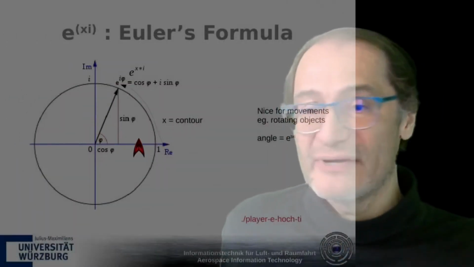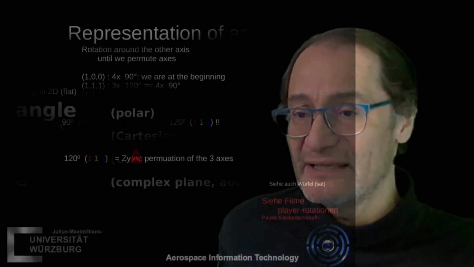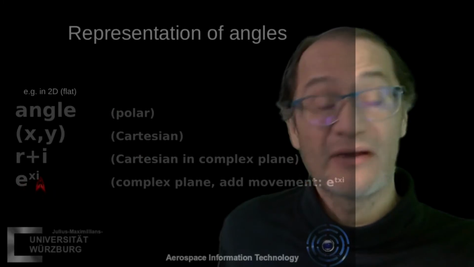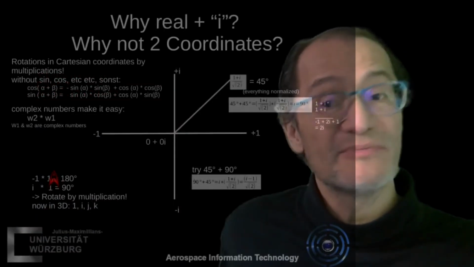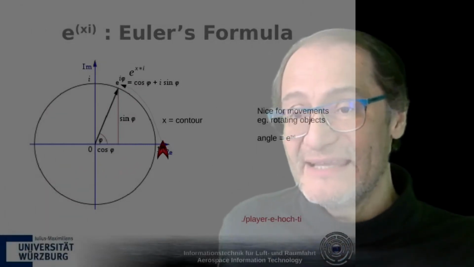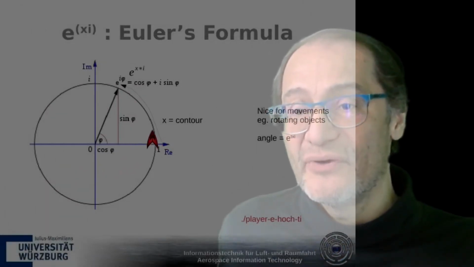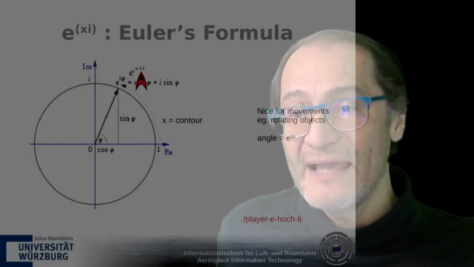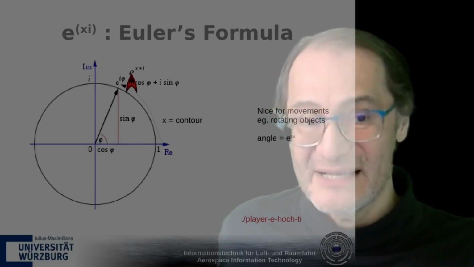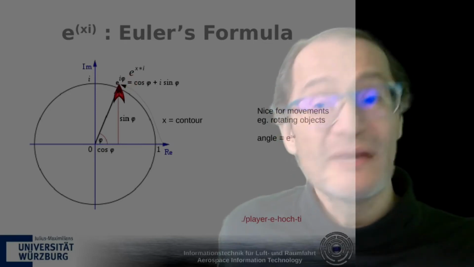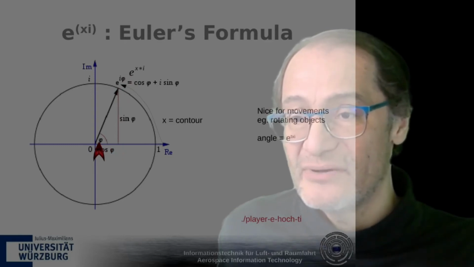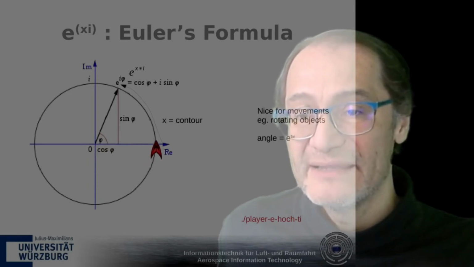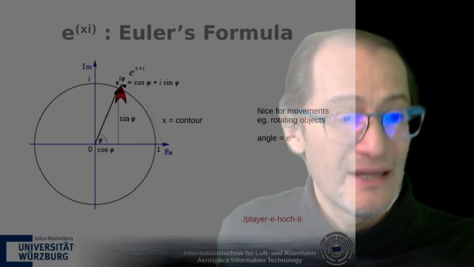Okay. The last way to represent angles, what I wanted to mention, is e to the power of x i. This is a complex number, so we are again in a complex plane. This x will be the contour if you go from here to here. So if you have this contour and multiply by i and then use it as exponent to e, then you will get a complex number which has these 2 components, this component and this component.